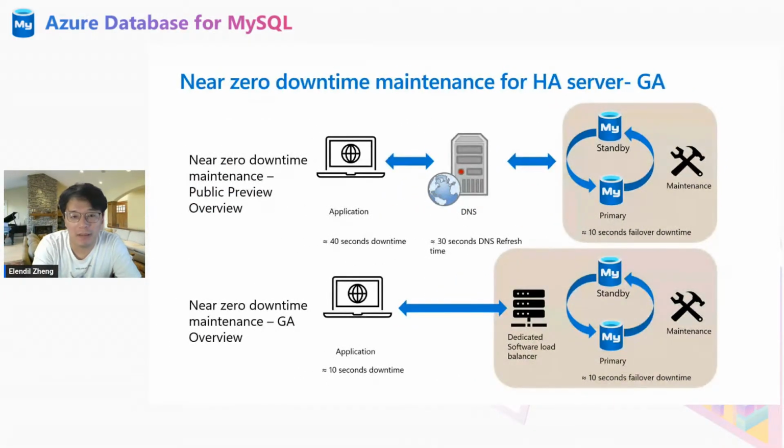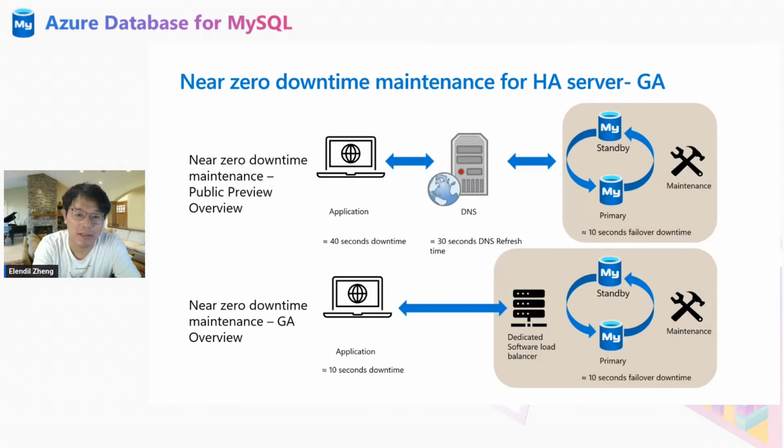Next is a feature heavily used by our HA-enabled customers. Previously, our near-zero-downtime maintenance public preview relied on a DNS-based HA infrastructure, which means that when we triggered a maintenance, also called a planned failover, we would add sometimes 30 seconds of DNS refresh time to our overall downtime. So from the application side, even if you have HA enabled, your downtime may be more than 40 seconds.